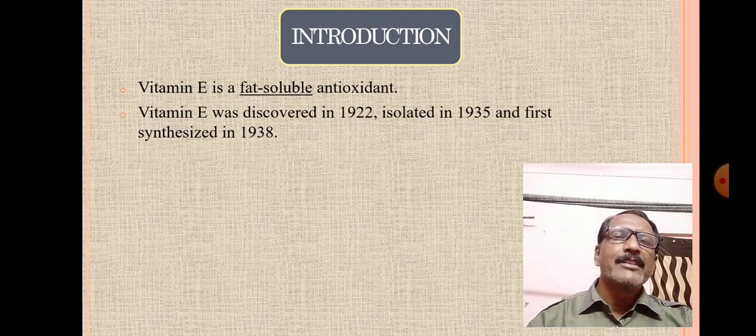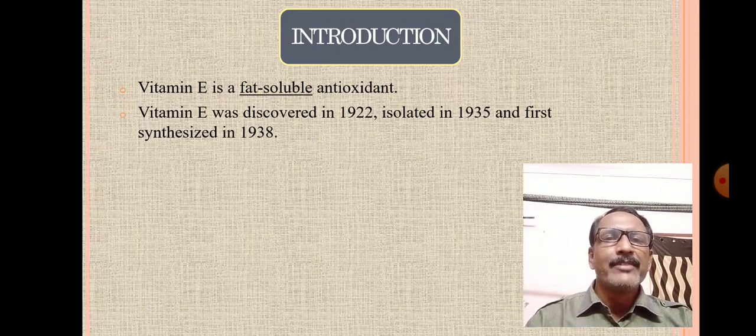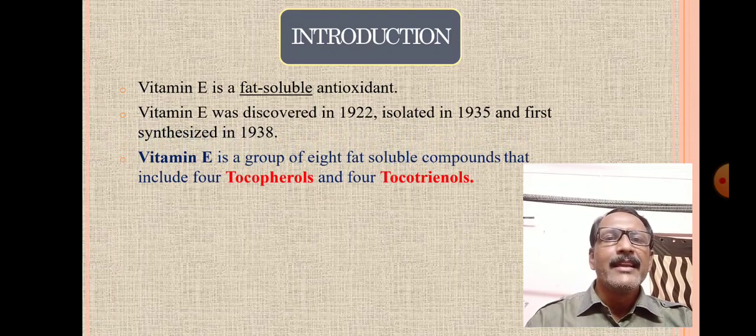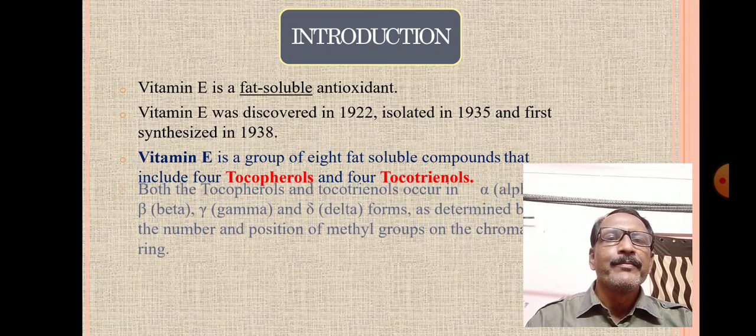Vitamin E was discovered in 1922, isolated in 1935 and first synthesized in 1938. Vitamin E is a group of 8 fat soluble compounds that include 4 tocopherols and 4 tocotrienols.